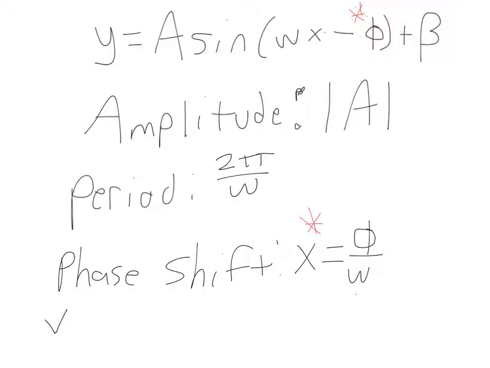Now we also have a vertical shift, and that's controlled by the Greek letter beta. Pretty much, if beta is positive, that means you shift the graph upward. If beta is negative, you shift the graph downward. Alright, so here's an example.